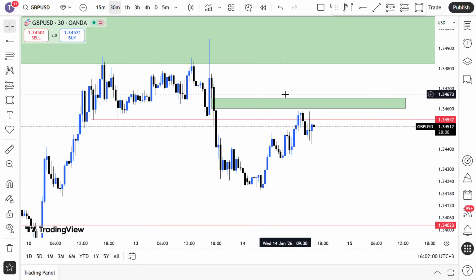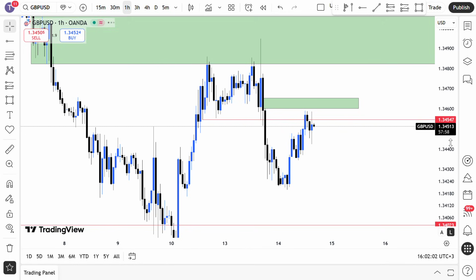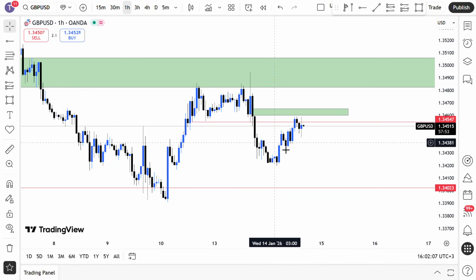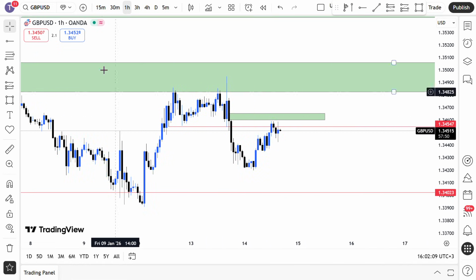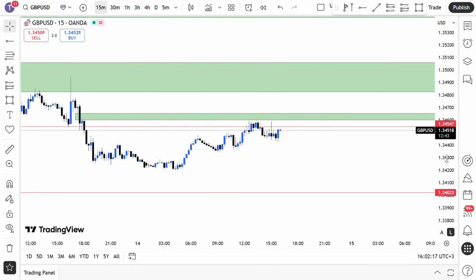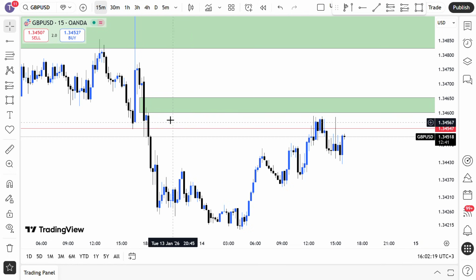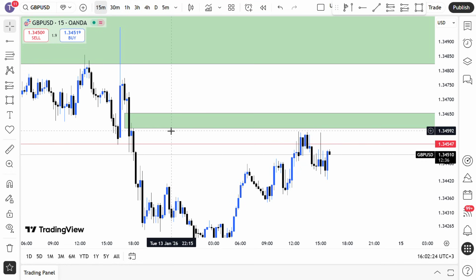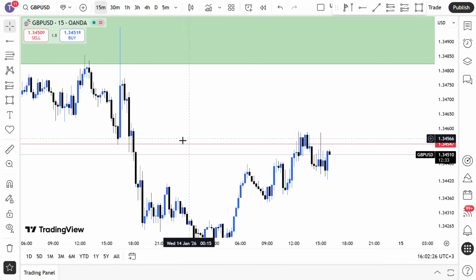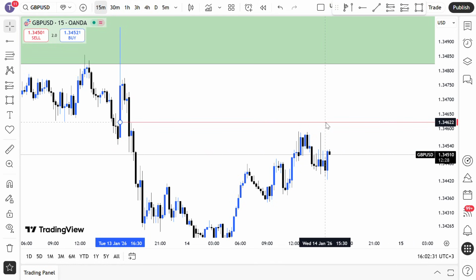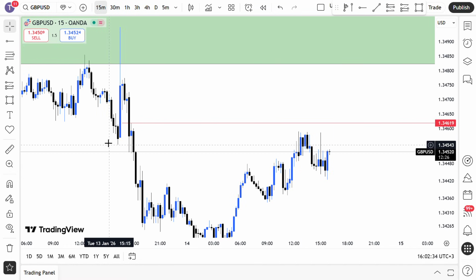So if I come into the 1 hour time frame to see if I can have a point of interest from that area, we do not have a clear point of interest from the 1 hour time frame. So if I come into the 30 minutes time frame, we have that fair value gap, and then into the 15 minutes time frame, we also have the fair value gap, and also we have an order block just above it. So let me delete this, and then let me mark the fair value gap with these lines. We have this fair value gap from the 15 minutes time frame.